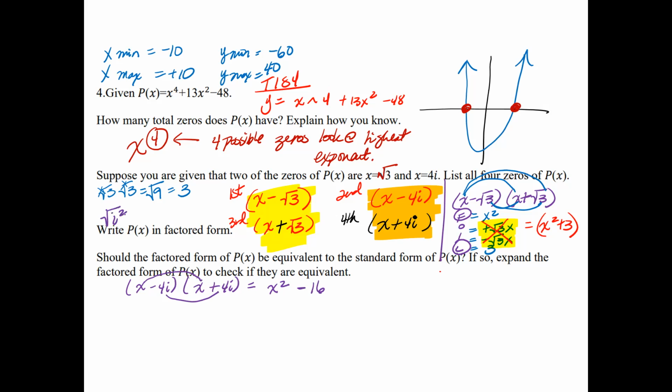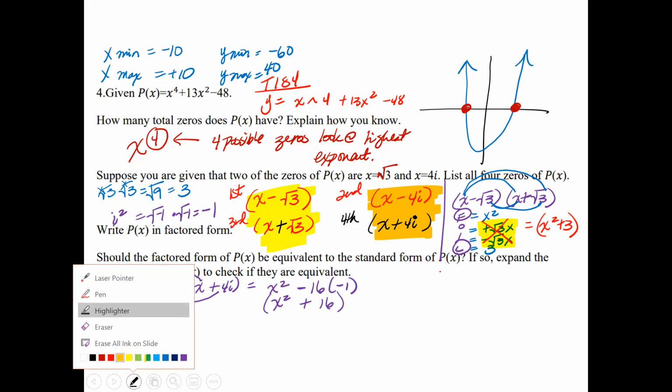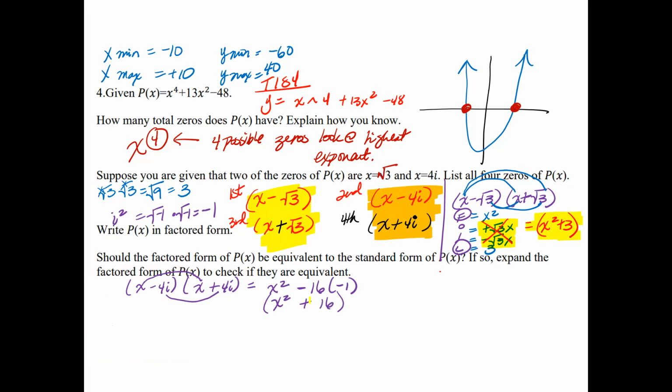Okay, and this is important for you guys to know that. i squared just means that it is going to be square root of negative 1 times the square root of negative 1, which is just negative 1. So then x squared, negative 16 times negative 1 is a positive 16. And this is your answer for the second one. So you have the first part and the second part.